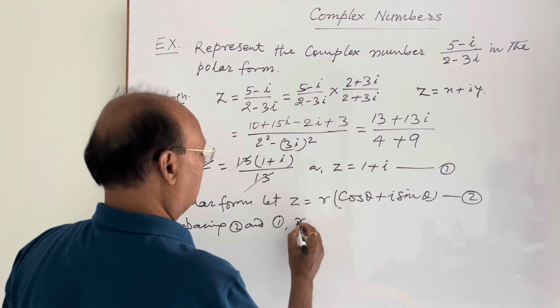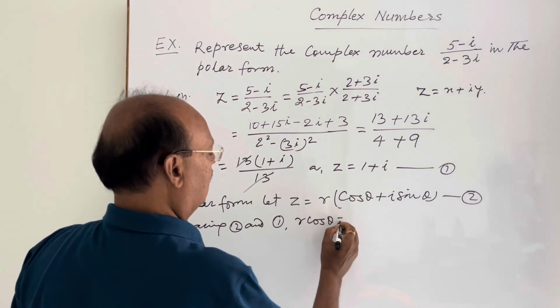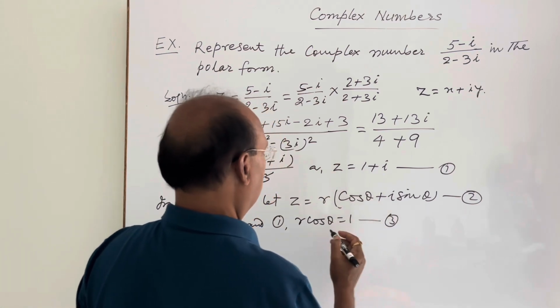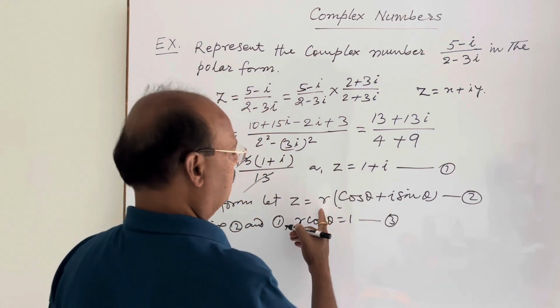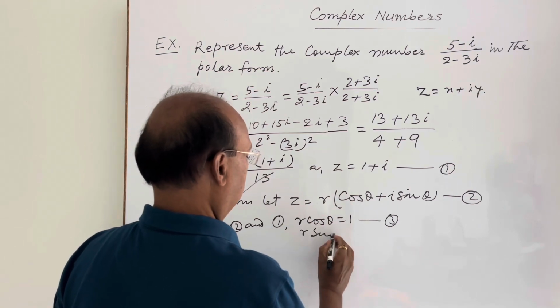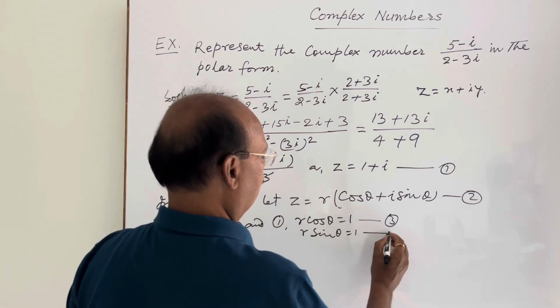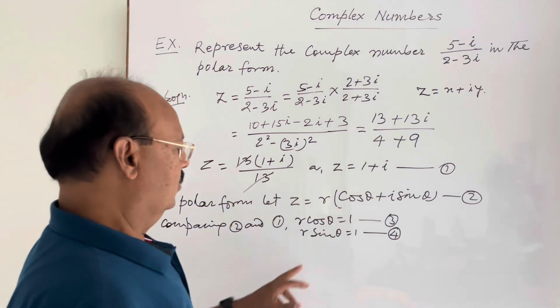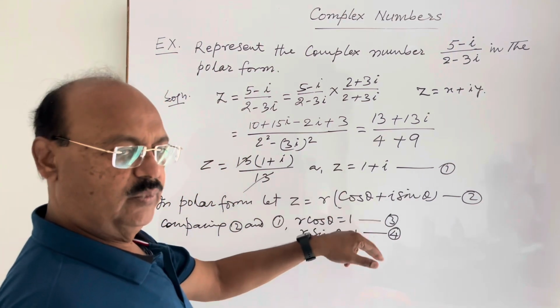r cos theta is 1. This is the real part of the complex number. r cos theta is 1. This is equation number 3. And comparing imaginary part, r sin theta is equal to 1. Equation number 4. Now squaring and adding relation number 3 and 4.